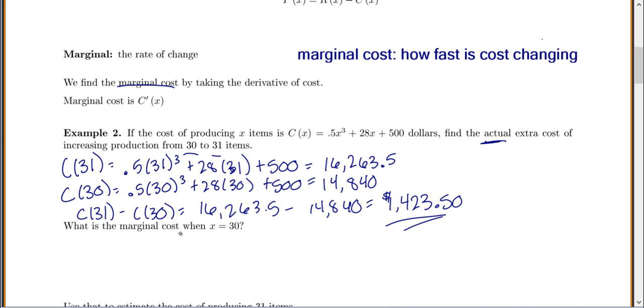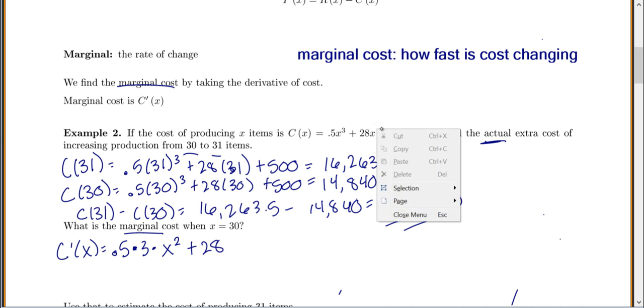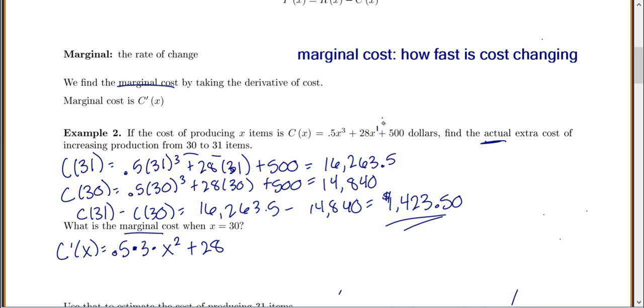Now though, let's find the marginal cost when x equals 30. So marginal cost means find the derivative. So first you find the general derivative. This 0.5 gets to stay there, times, now you bring down the power of 3, and then you drop your power by 1, so 3 minus 1 is 2. Plus 28x. If you're not sure how to find the derivative of 28x, remember x is like x to the power of 1, because you can always say that something is to the power of 1 without changing it. So the 28 stays there, bring down the power of 1, and drop your power by 1, which will put you at 0.